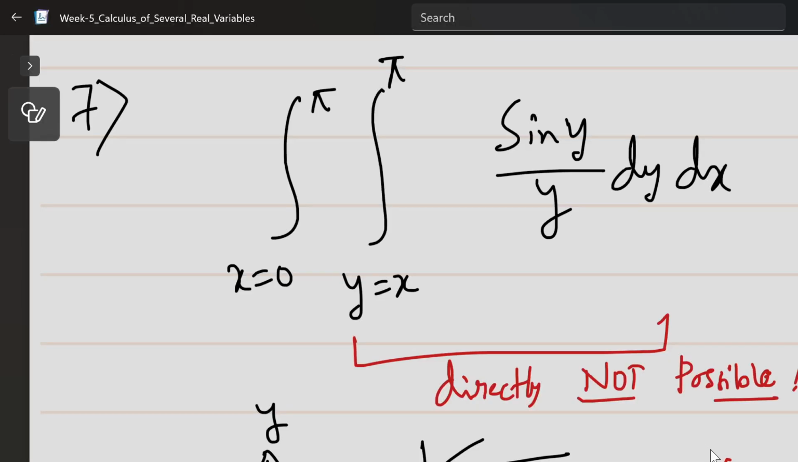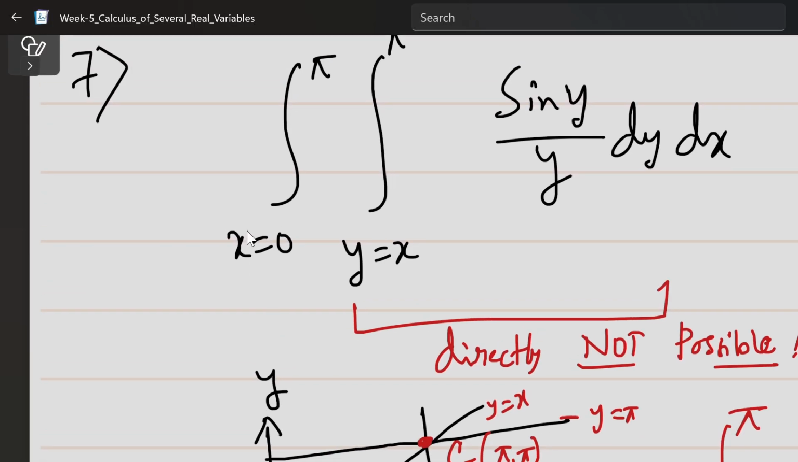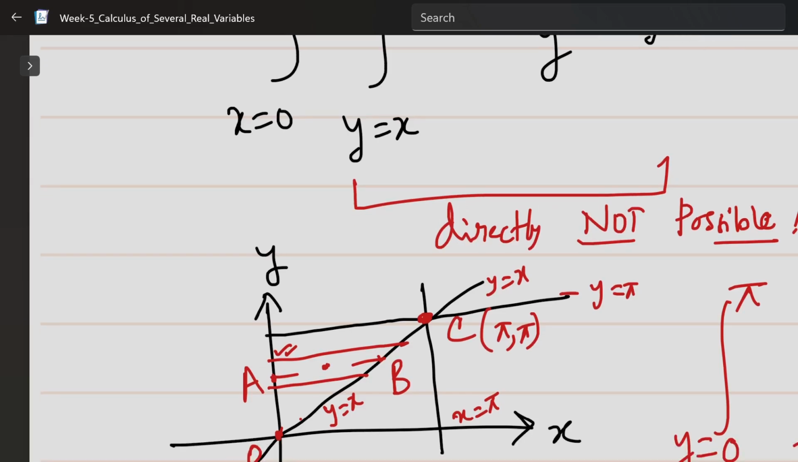So 0 to C means pi. C point is pi comma pi because this line is y equal to pi line. This is x equal to pi. And this is y equal to x. So they will intersect at pi, pi. Okay. Is it fine? All of you? I did the change of order of integration because directly it is not possible.